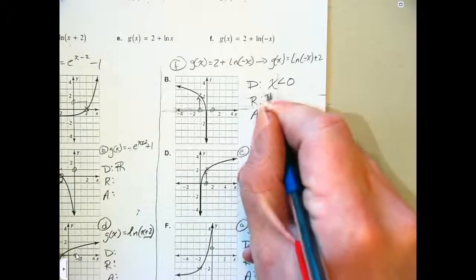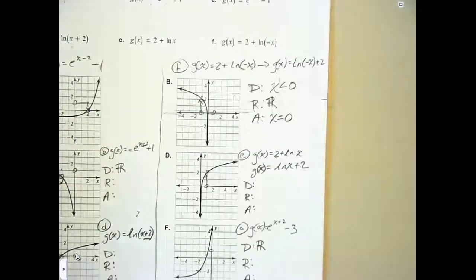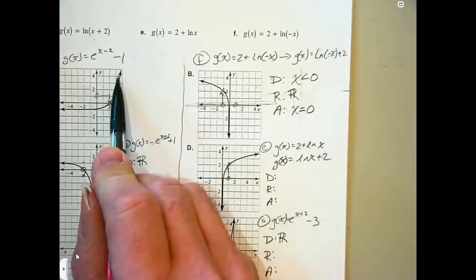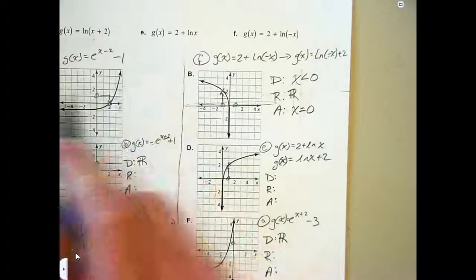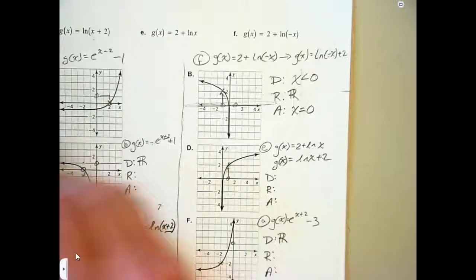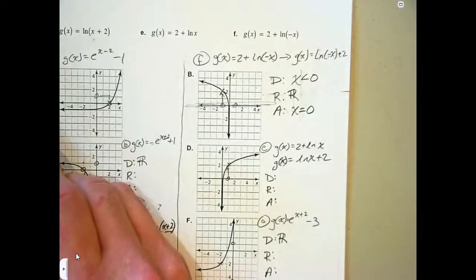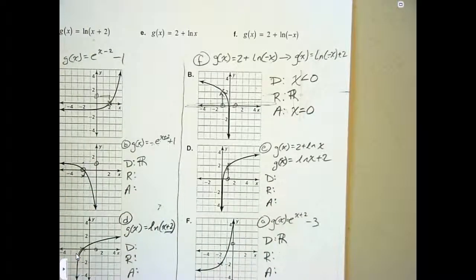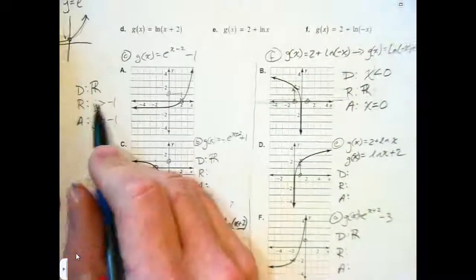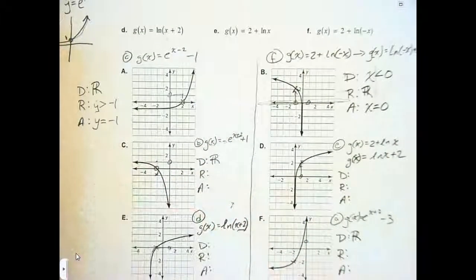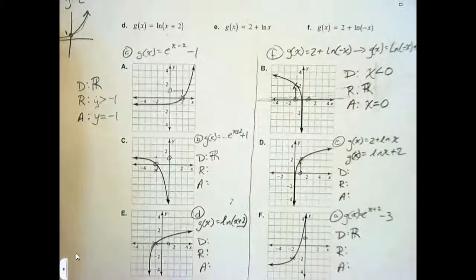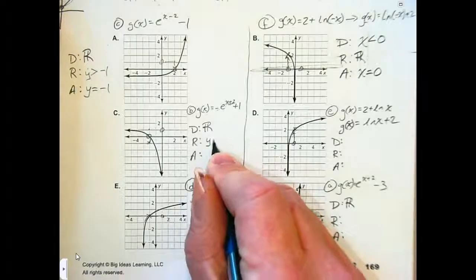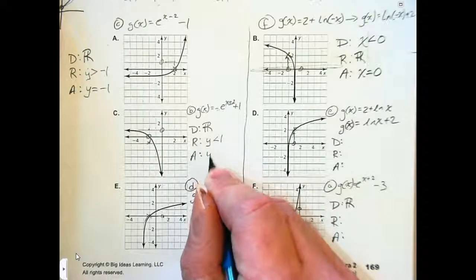All real numbers. It extends up and down forever. Whereas these exponential graphs do not extend up and down forever. This one goes to y is greater than -1, and my asymptote is at y equals -1. Okay? This one, my range, y is less than 1. My asymptote, y equals 1.